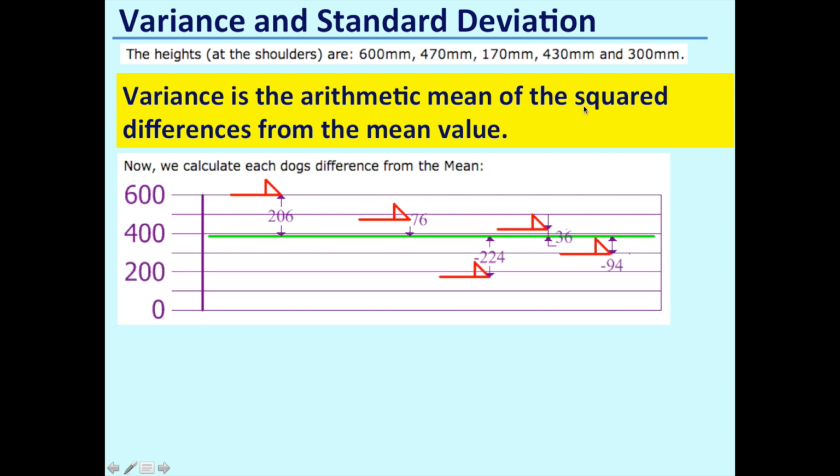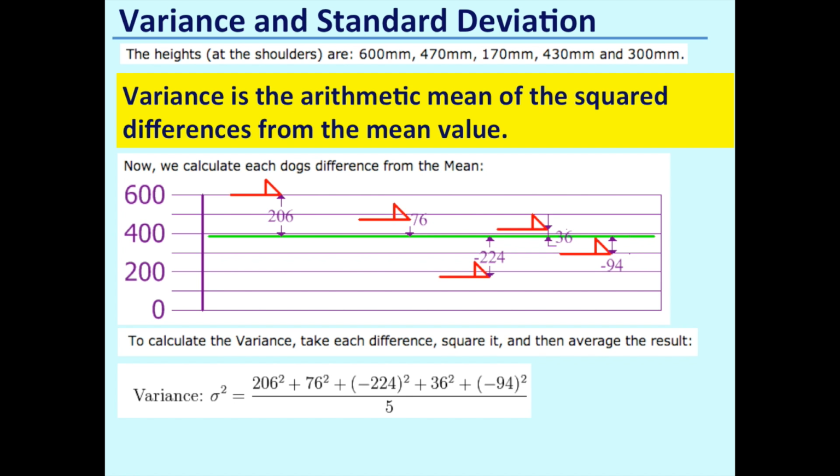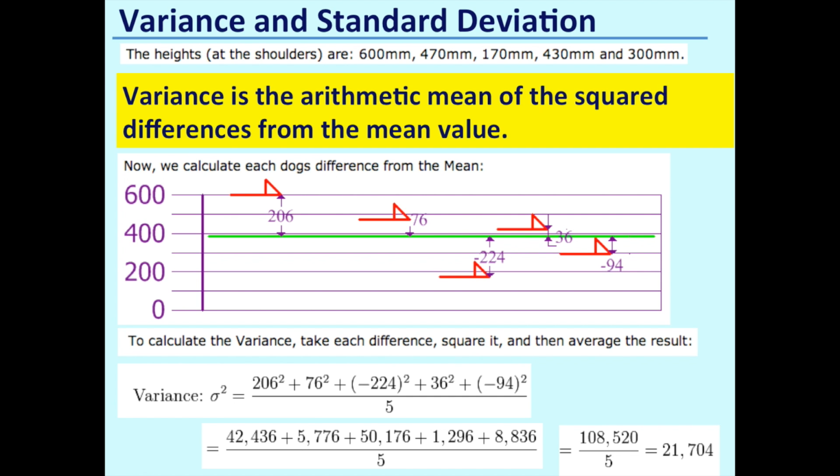However, by squaring these differences, all the numbers are positive, which gives us something to work with. So we square all of these together, and then we find the arithmetic mean of those squared values. So each of these differences we square and then take the arithmetic mean of these values, which yields a value of 21,704. Now that is a very high value, and typically we would interpret that in terms of standard deviation.